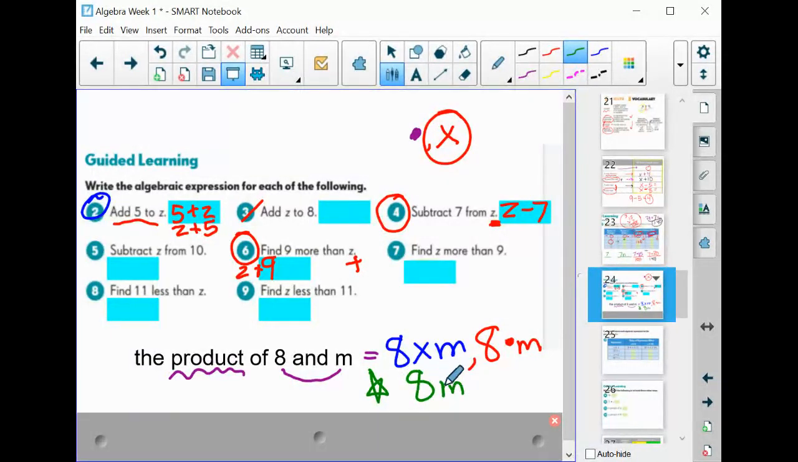8m. And this represents the same thing as 8 times m, or the product of 8 and m. Okay? We can do the same thing with division.